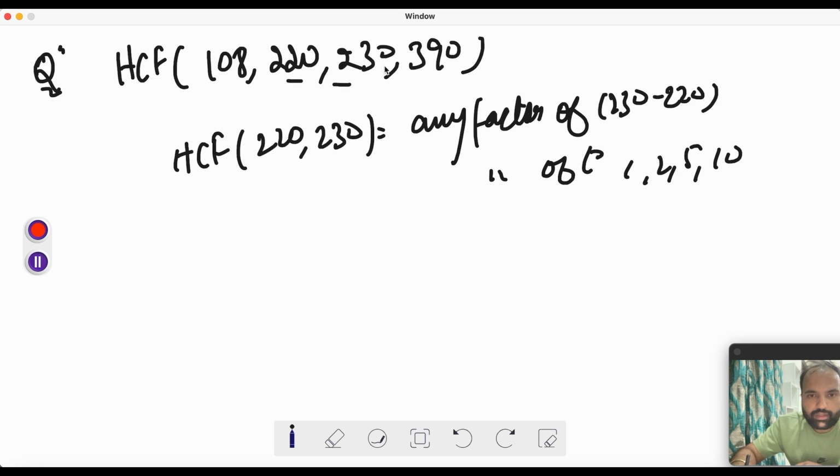So 10 does not divide 108, so it would not be. Again, same with 5. So HCF over here would be 2, because 2 is a factor of all these numbers. So we're doing the same thing, nothing exceptional. Now we'll move on.